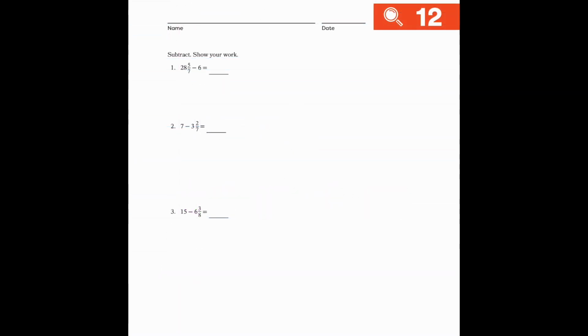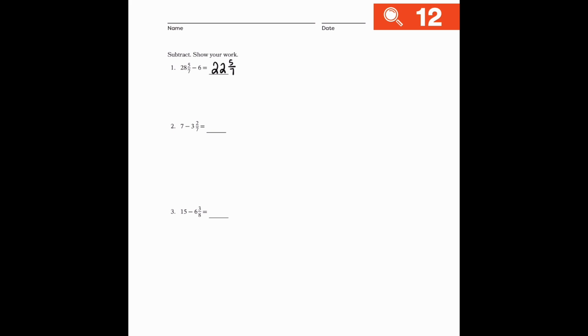All right, let's go ahead and check your answers and see how you're doing. So number 1 is 28 and 5/7 minus 6. So this is going to be a mixed number minus a whole number. There's no need to decompose anything. In this case, I can just do 28 minus 6, which would be 22 and 5/7. So my first one is 22 and 5/7.